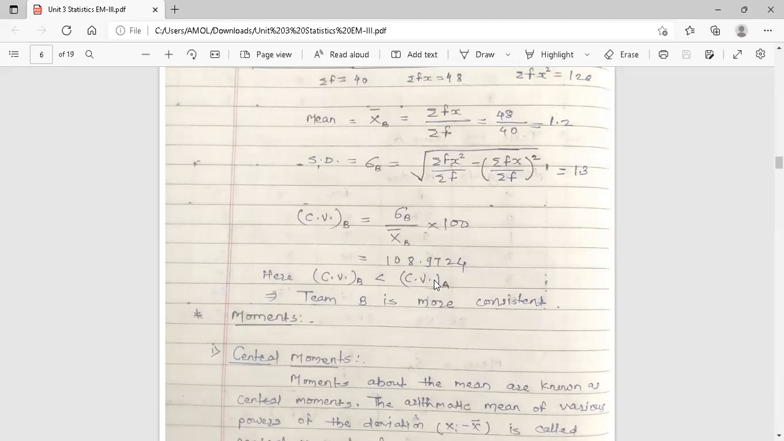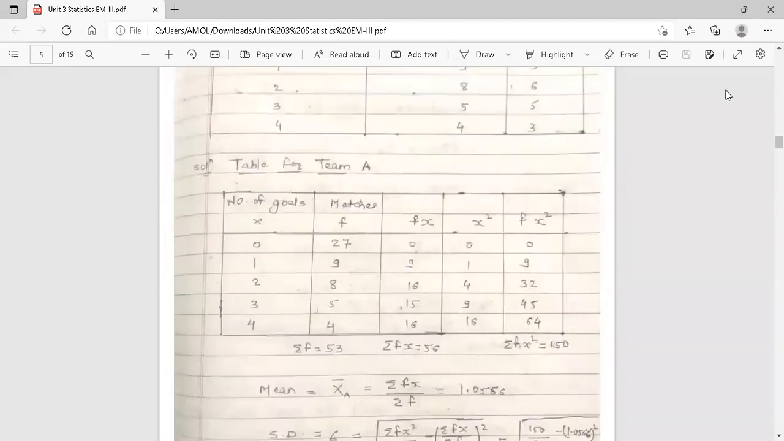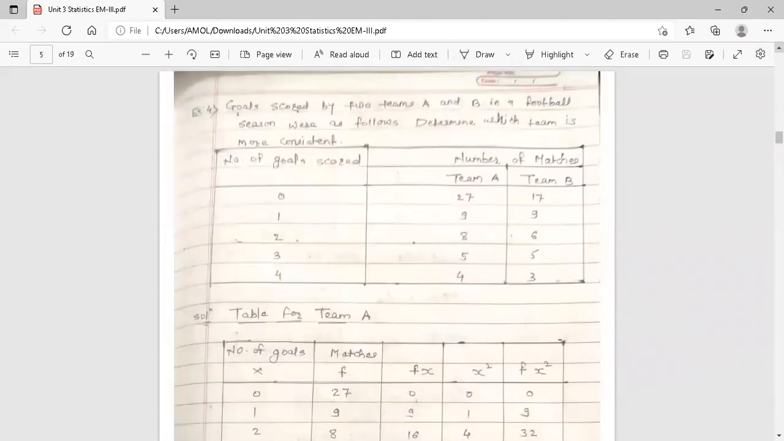So this is the conclusion for the given data. This topic, coefficient of variation, is over here. This session is also over here.